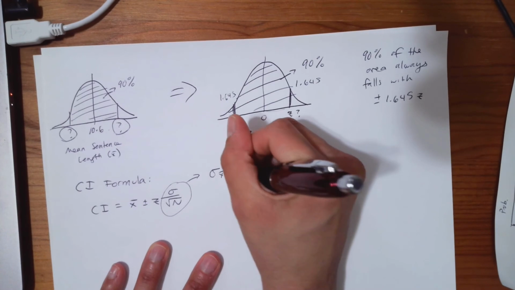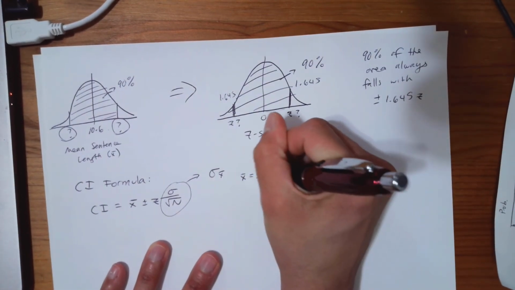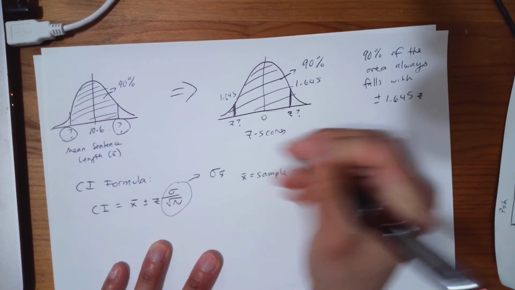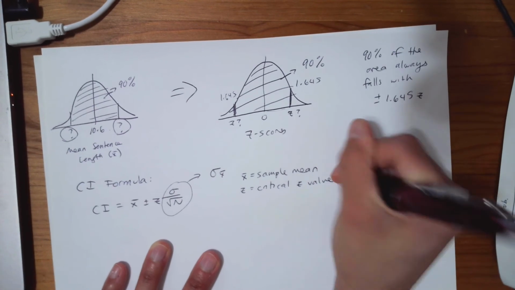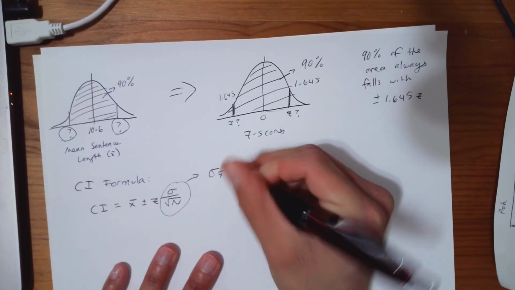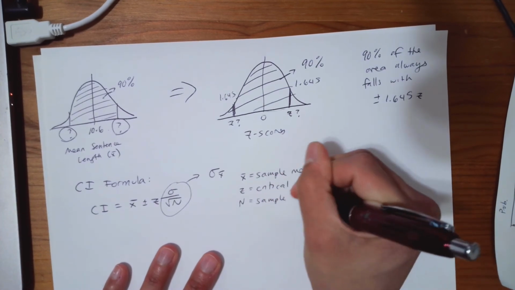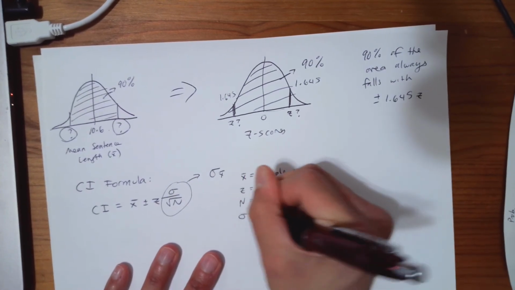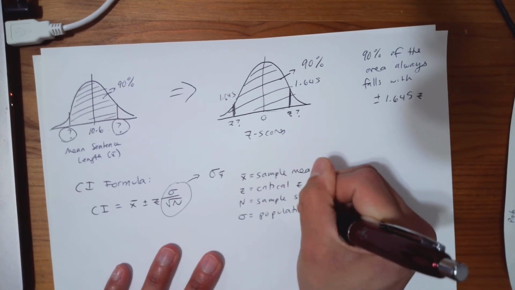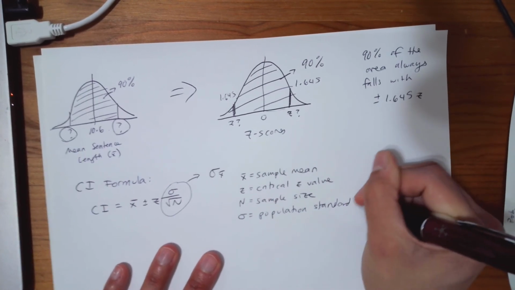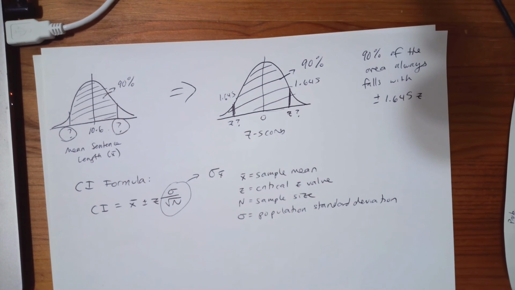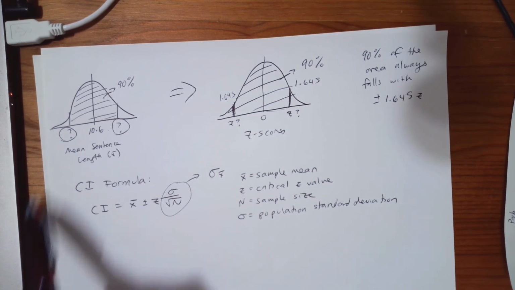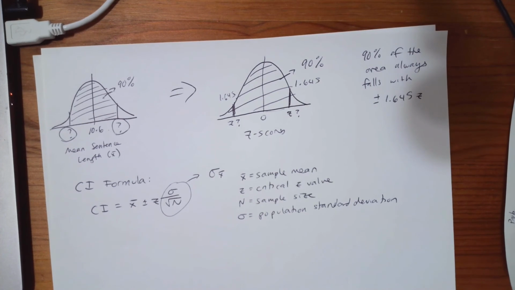So again, I'll just write this out. X bar is your sample mean. Z is your critical z-value. And n is your sample size. And then finally, sigma is your population standard deviation. So now, whether or not you followed my explanation as to how we got here, what we're looking at is just a formula where you can plug things in and get a confidence interval.